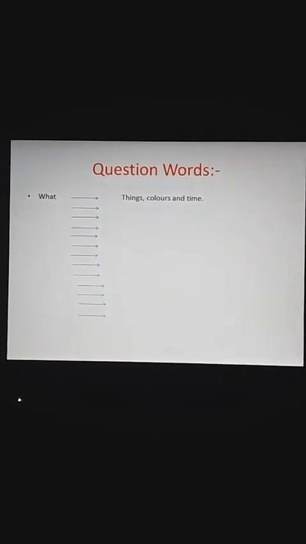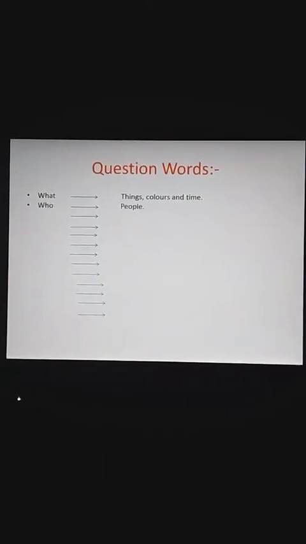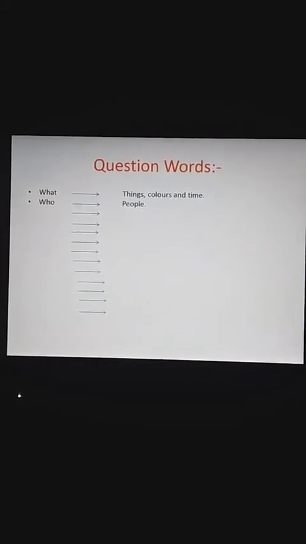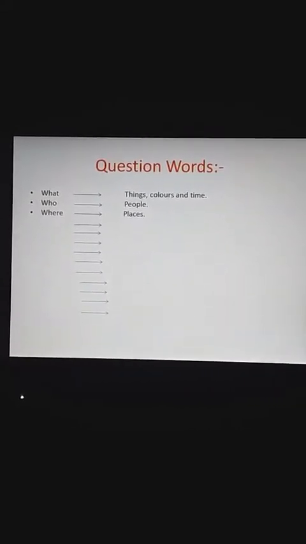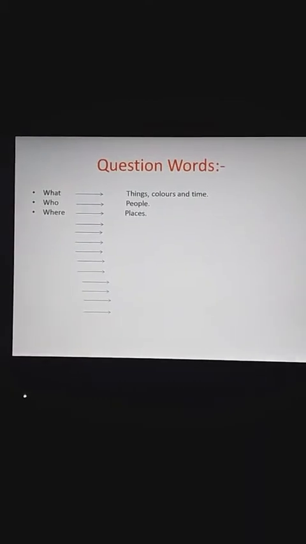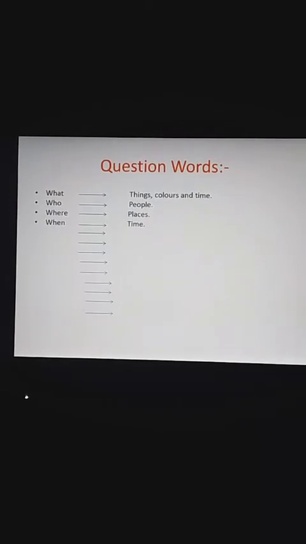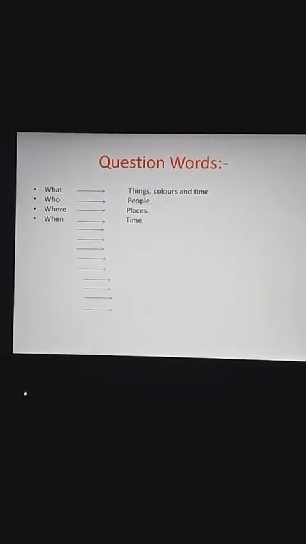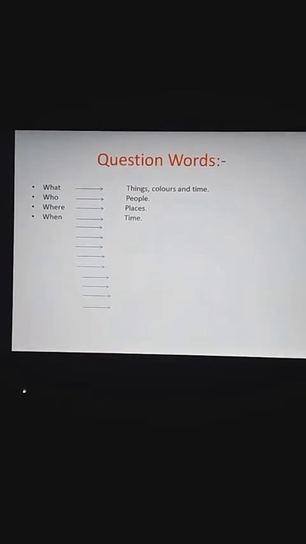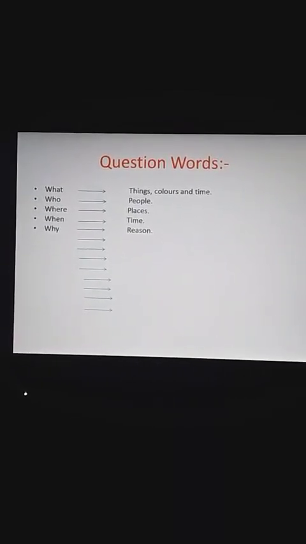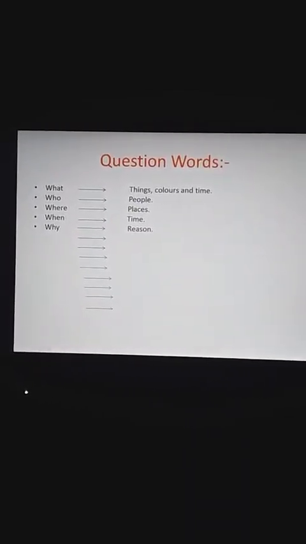Okay? Number 1, what? To ask about things, colors, and time. Number 2, who? To ask about people and persons. Number 3, where? To ask about places. Number 4, when? To ask about time. Why? To ask about reason.